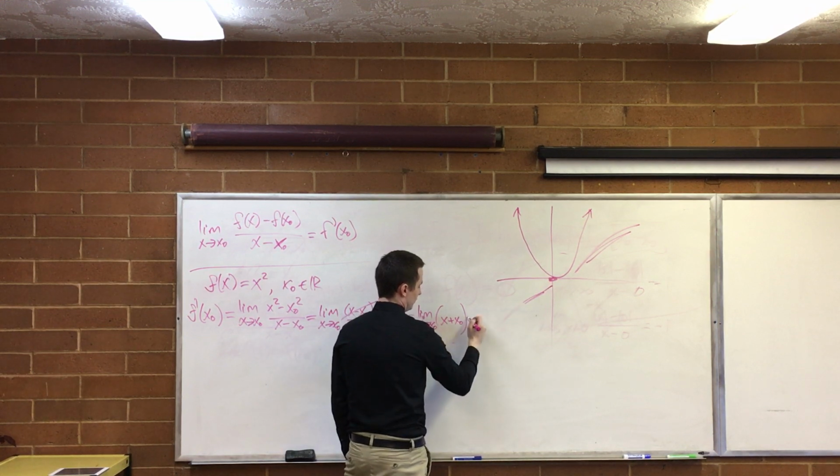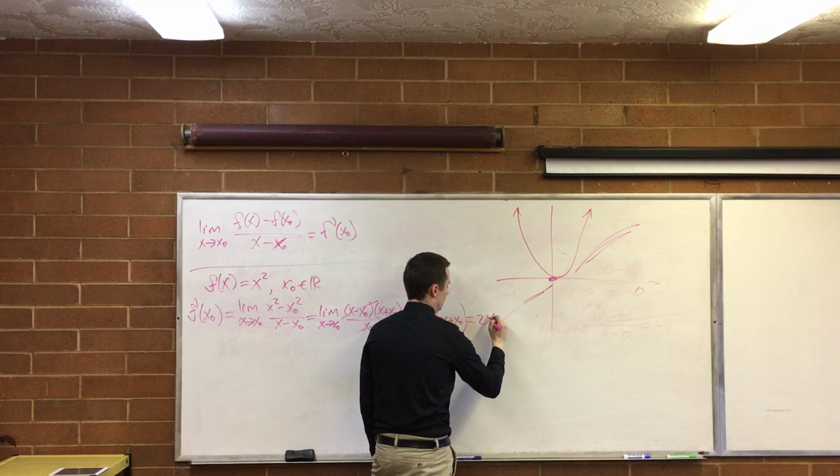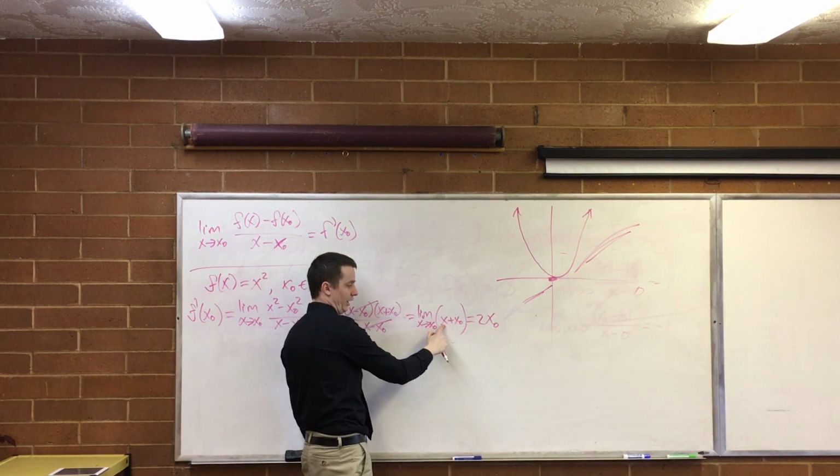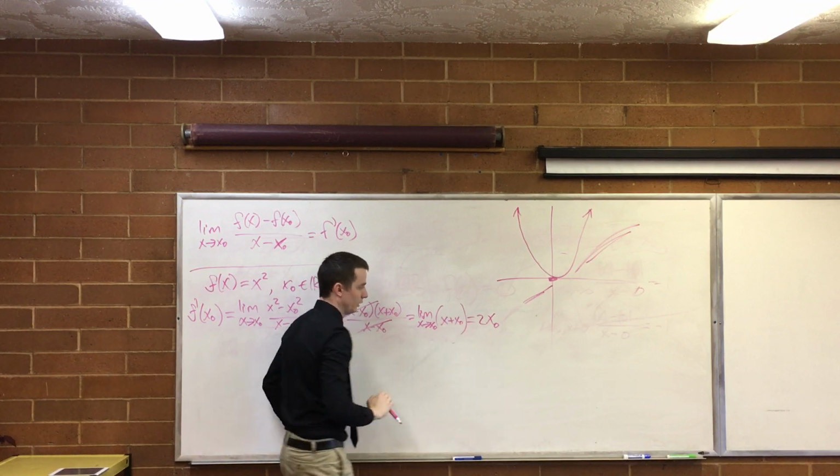Right? And what's that equal to? 2x naught. Just 2x naught. The limit as x approaches x naught of x is just x naught, and the limit of x naught is just x naught. Add together, you get 2x naught.